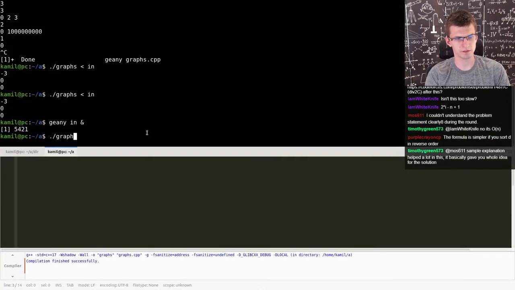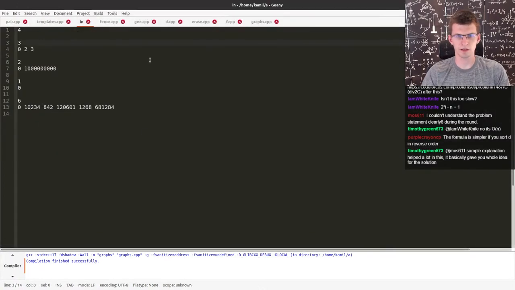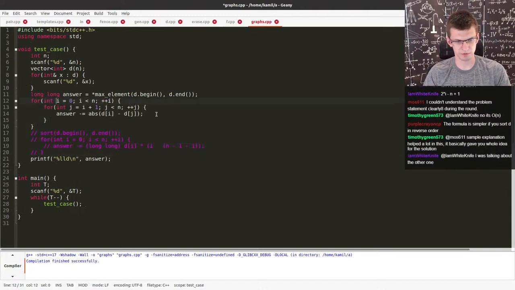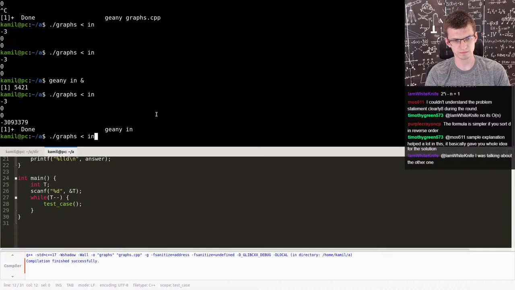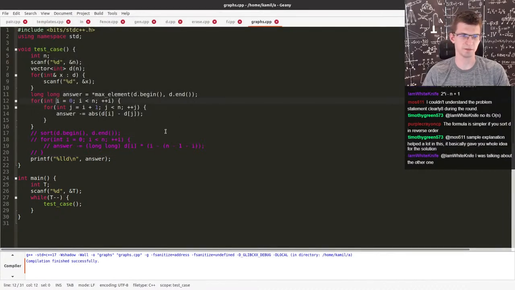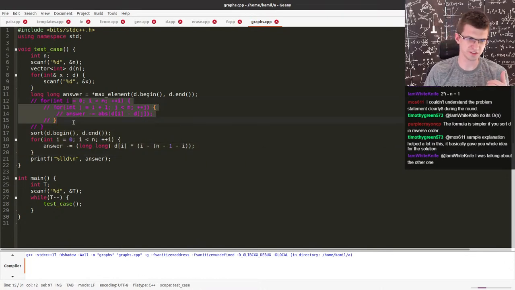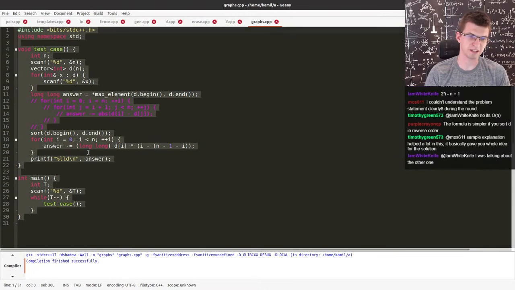Right, run it. Does it work if I run the brute force? Yeah, same output, which means that if my logic of brute force is correct, then my solution here is correct as well, unless I have an overflow mistake.